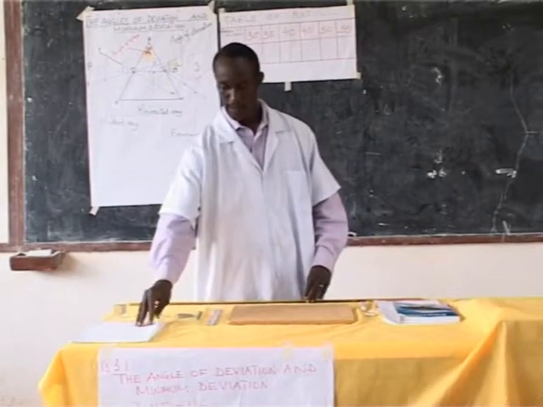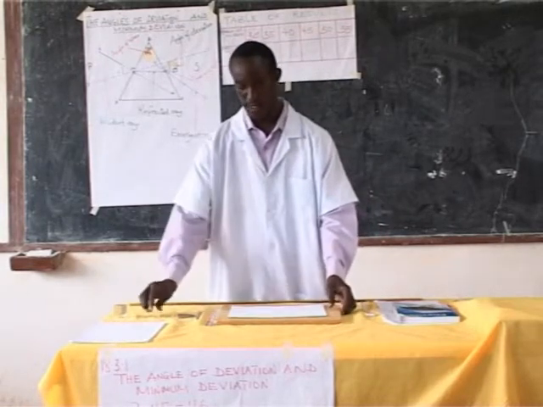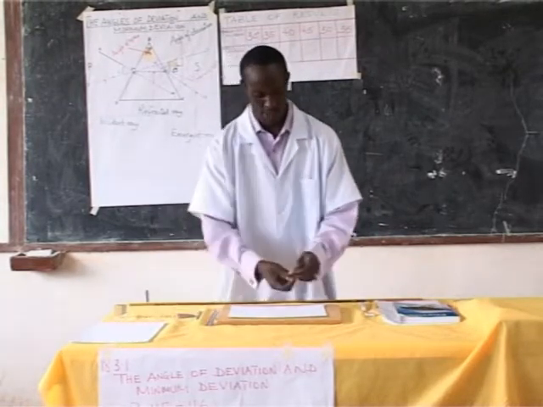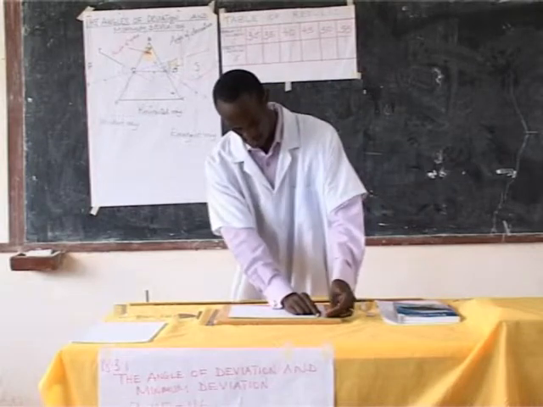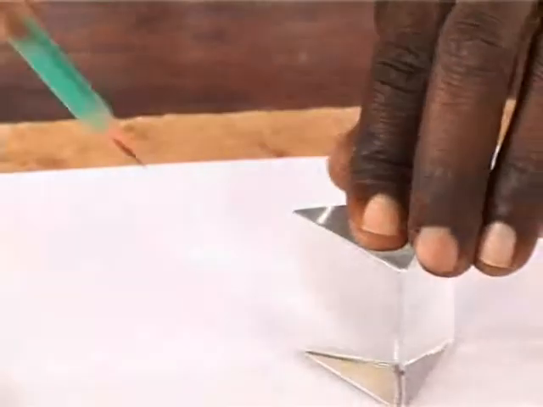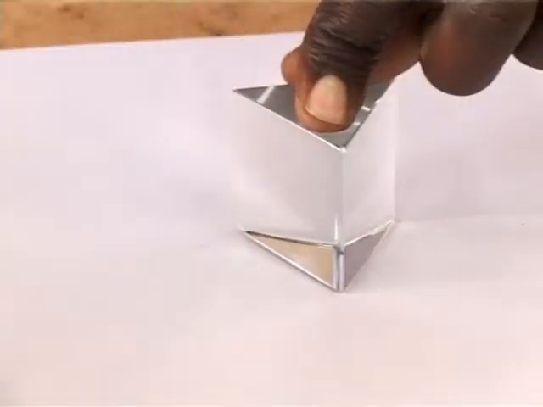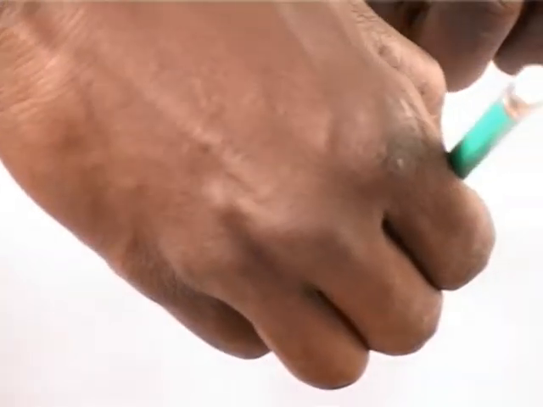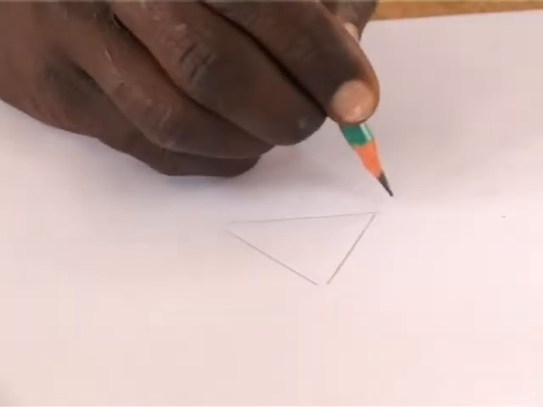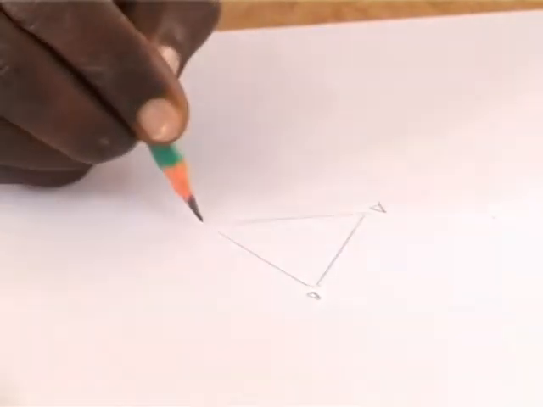Procedures: fix a white sheet of paper on a drawing board by using drawing pins. Place the triangular glass prism, then trace the edges of the glass prism and name it prism ABC.